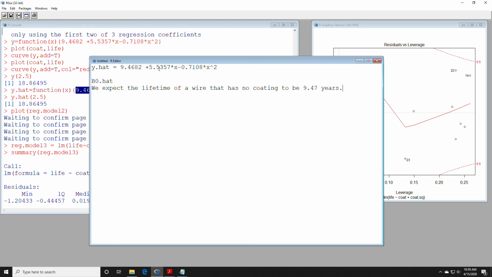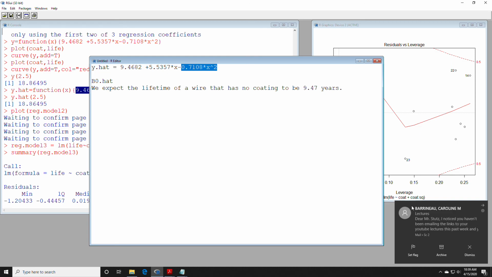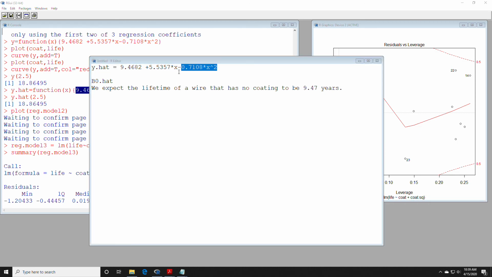What about beta 1 and beta 2? Now in simple linear regression, this has a very nice interpretation. When we increase coding by 1 millimeter, lifetime increases by 5.5 years. Okay, that's a very nice interpretation. We do not have that in this.